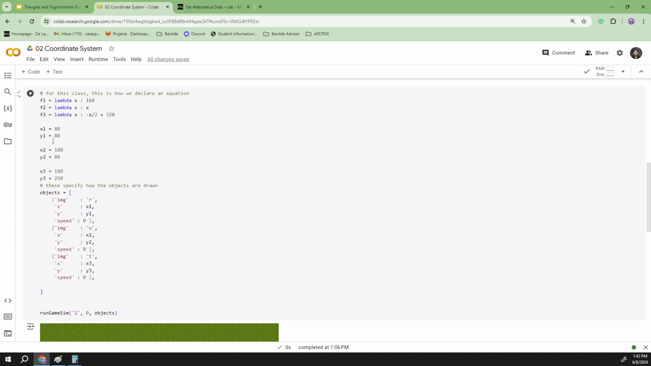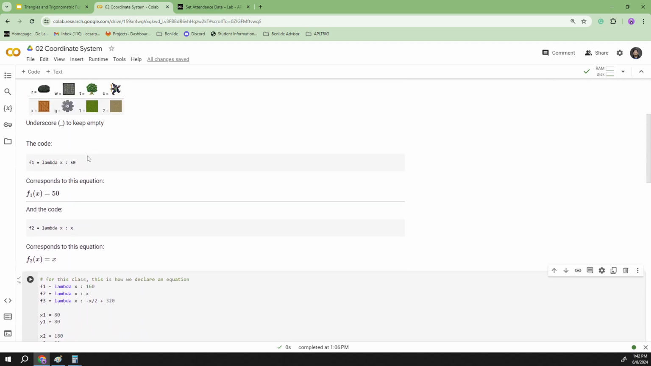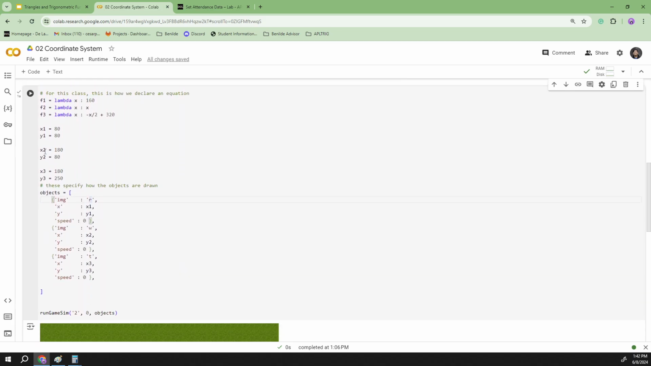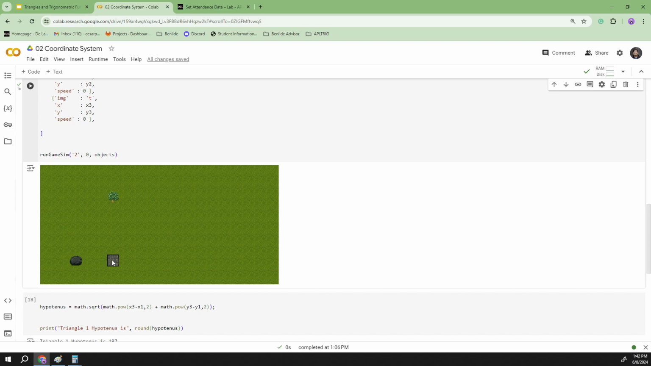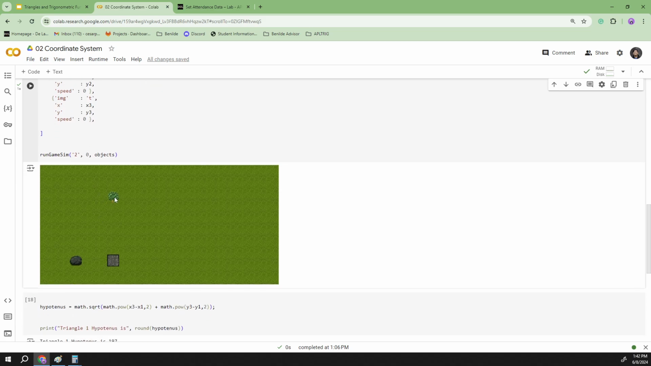And let's say, given we have these points, x1, y1 is 80, that will be our rock right here. For our w, which is the block, that is 180, 80. So it's in the same y. So ito yung 180, 80. And then for our 3, it will be 180 to 50 up here. Right. So yung hypotenuse natin would be the square root of the squared ng x3 minus x1.